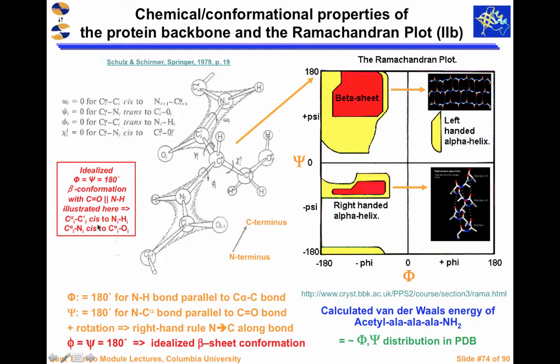The phi angle is defined as the dihedral angle of the N to C alpha bond. This sort of reference position that I like for the phi and the psi angles has the NH parallel to the C alpha C bond, and the CO bond parallel to the N C alpha bond. With all of these things parallel, this conformation has phi and psi both equal to 180 degrees.